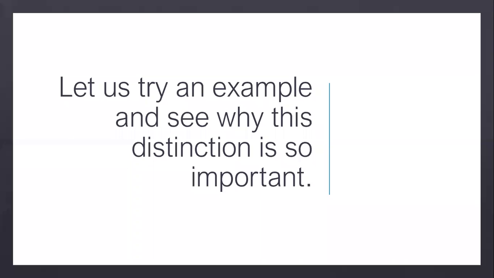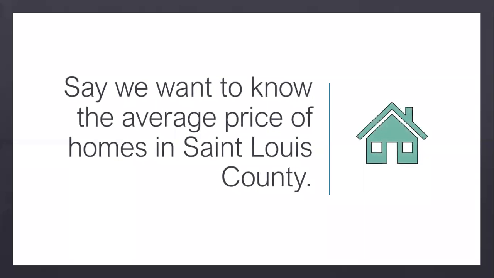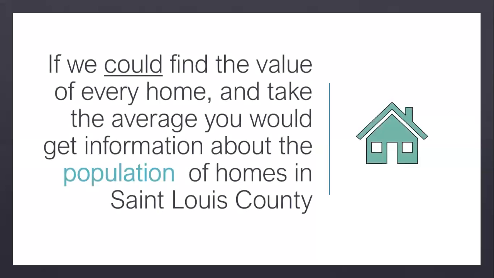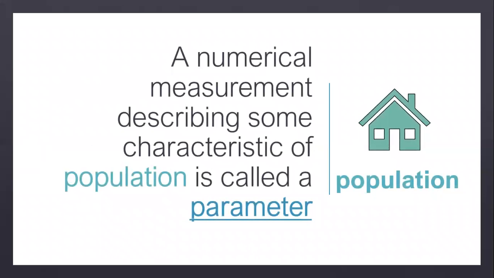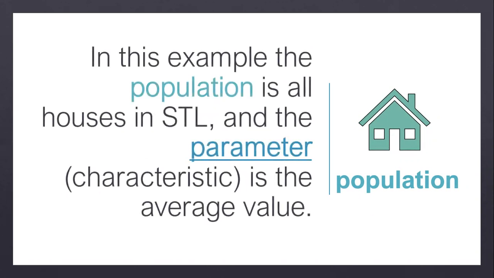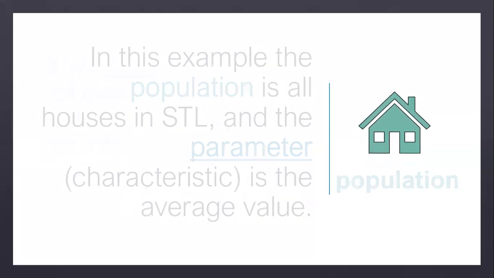So let's quickly view another example here to see why this distinction is going to be important to us. Say we want to know the average prices of homes in St. Louis County. If we could find the value of every home and take the average, that information would be about the population of homes. So if we have a measurement about the population, it's a parameter. In this example, the population would be all the homes in St. Louis County. And the parameter, that characteristic we were looking at, is the mean or average value.